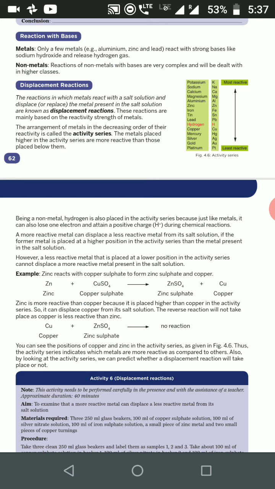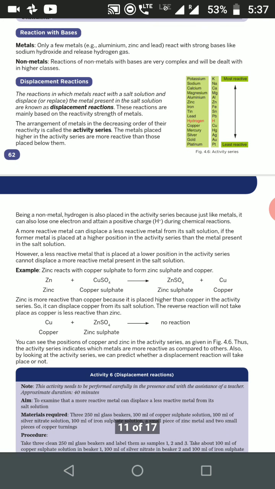You have to see, more reactive metal will displace less reactive. In iron sulfate, iron is more reactive and copper is less reactive. It cannot displace, so no reaction.